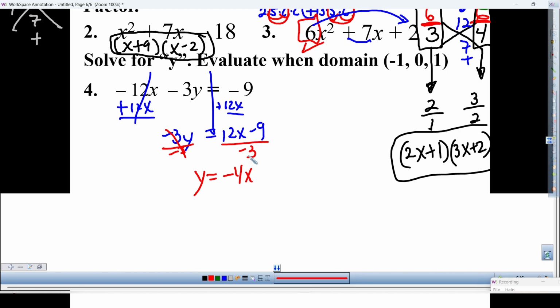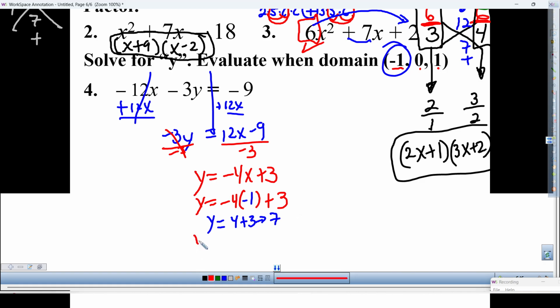How about negative 9 divided by negative 3? Positive 3. And now we're going to evaluate according to what? For x, negative 1, 0, and 1. So here we go. Y equals negative 4 times blank plus 3. My first value, negative 1. So what is negative 4 times negative 1? 4 plus 3, 7.